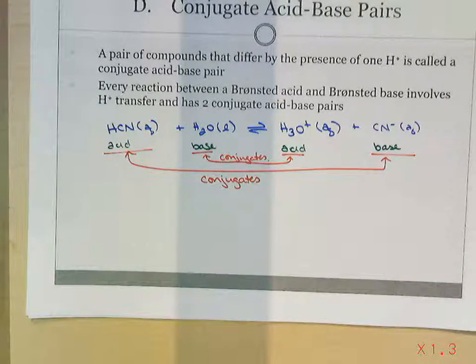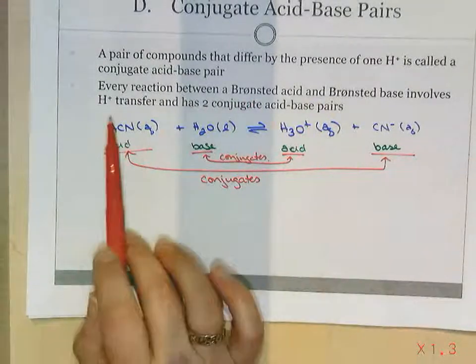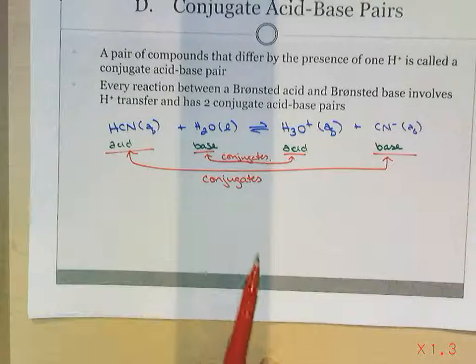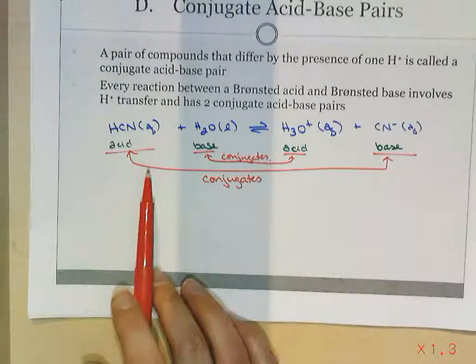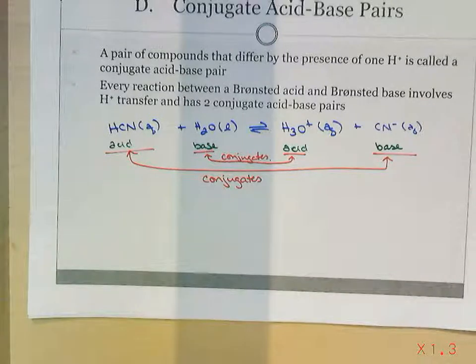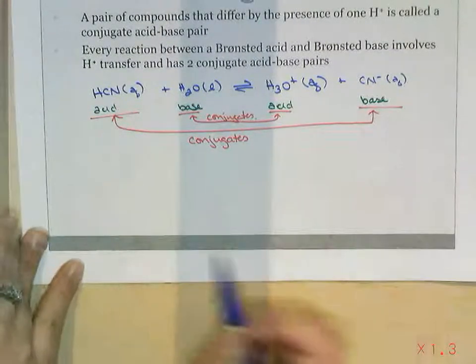This is a reaction between an acid and a base and has two conjugate acid-base pairs. All true, right? It's an acid-base reaction, so I have two different conjugate acid-base pairs in my reaction. All right, so let's do it again and try a different set, see if we can label all of these items again.